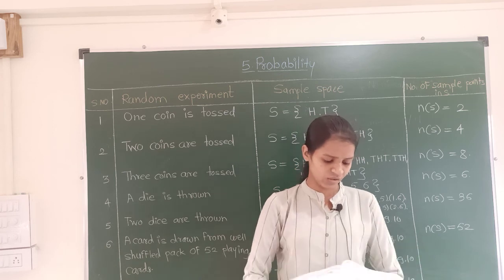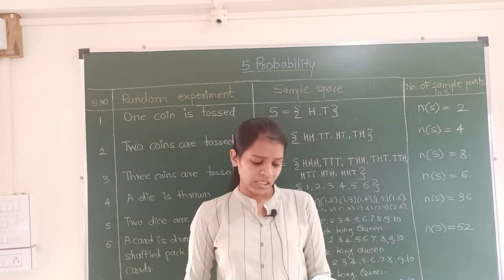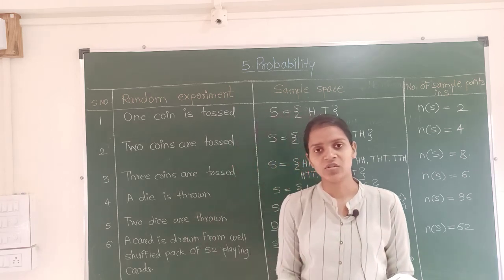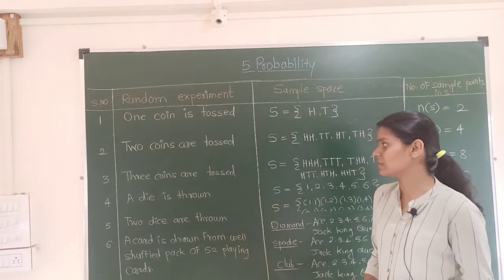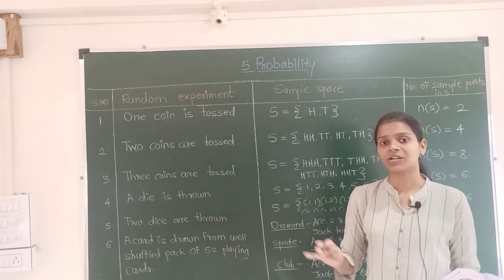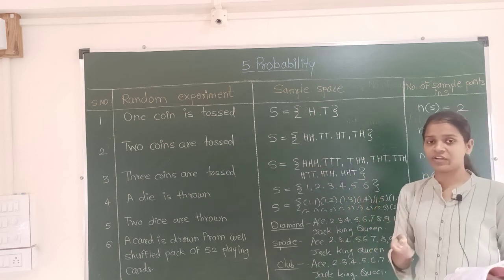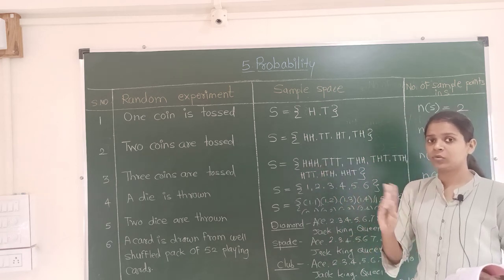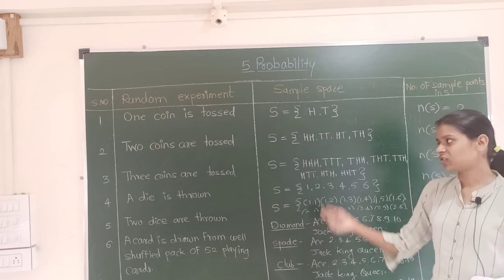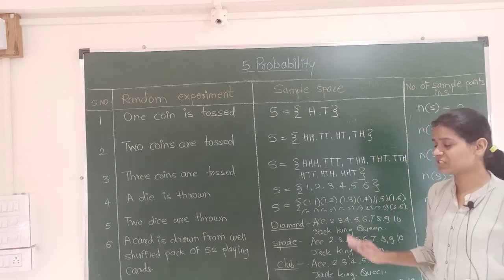In the homework, you will copy or note down this chart. You have to memorize it. You should know how to write the sample space. If 3 coins are tossed and they ask you for 4 coins tossed, then how will you write it? It is HHHH, 4 times H, 4 times T, 2 times H, 2 times T, like that. You have to just use some logic. This is a very simple chapter.